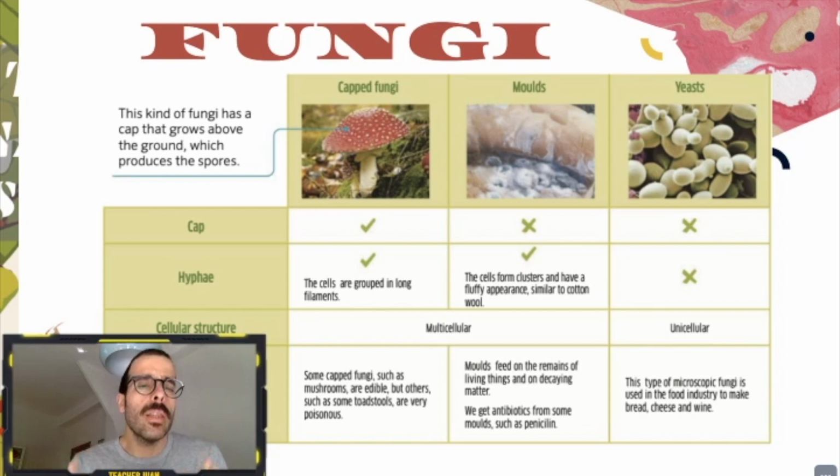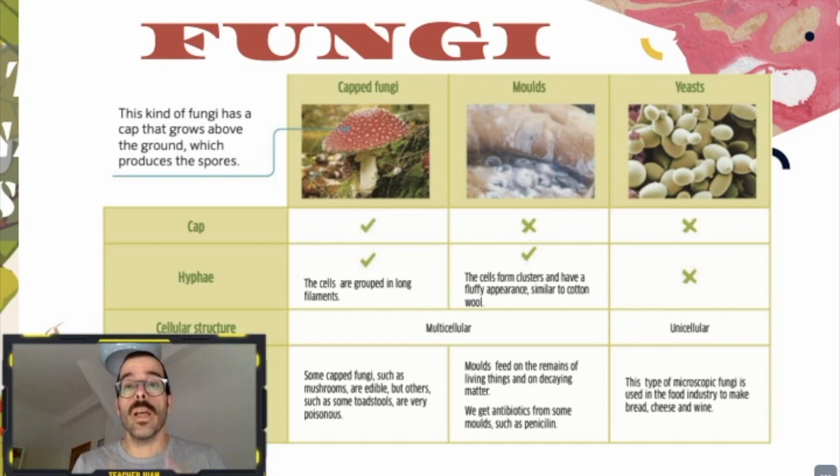And the uses. How can we use these fungi? Some of them, like mushrooms, are edible. You can eat them. But you must be very, very careful, since lots of them are poisonous. Some of them that are colorful, very red and everything, are very dangerous. So be careful with them. They are poisonous. And molds, how do we use these molds? These molds are used to make some antibiotics, okay? To take care of our health, like penicillin.